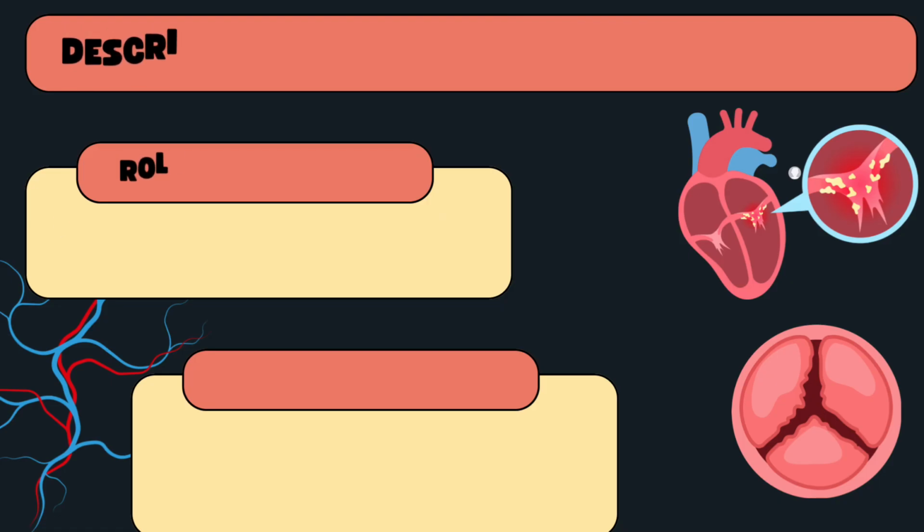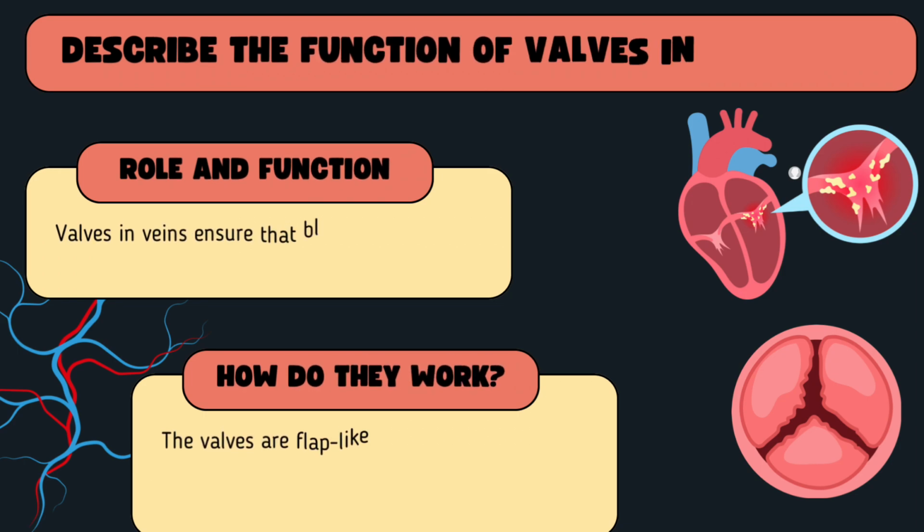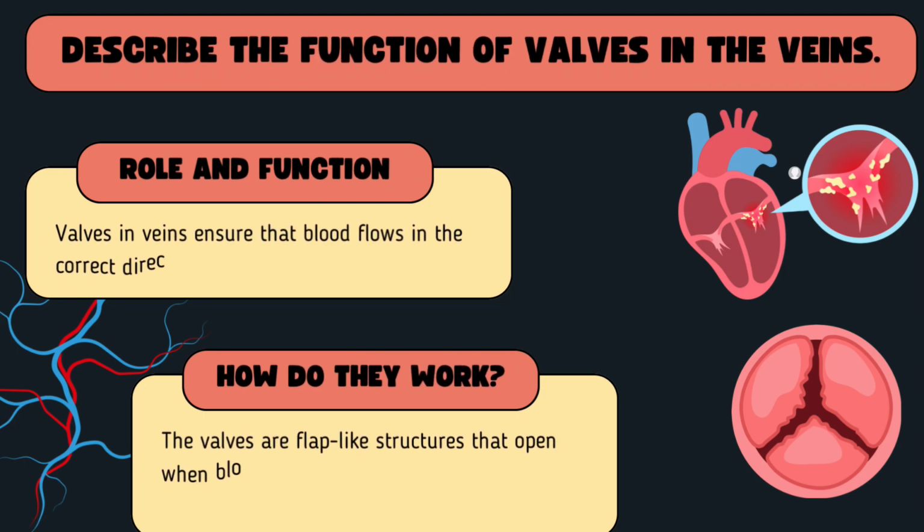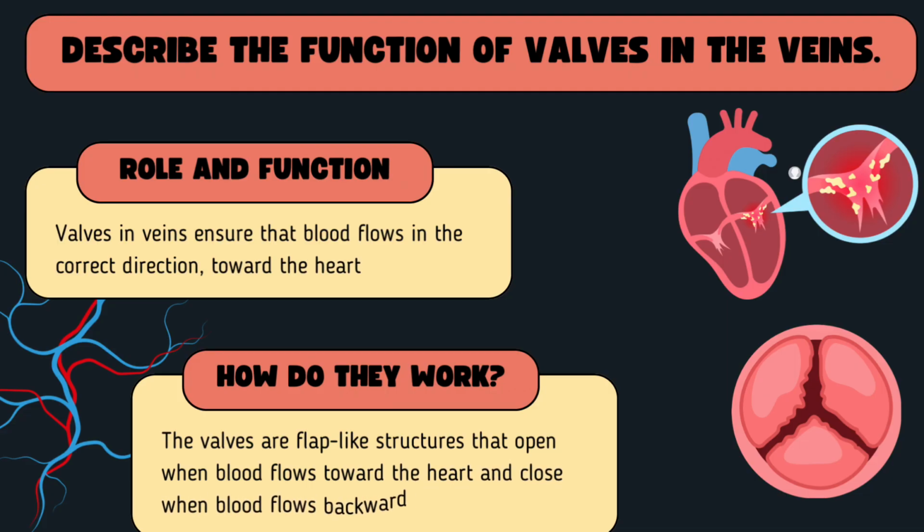Okay, we will describe the function of valves in the veins. Their role is to ensure that blood flows in the correct direction toward our heart. So how do they work? The valves are flap-like structures that open when blood flows toward the heart and close when blood flows backwards.